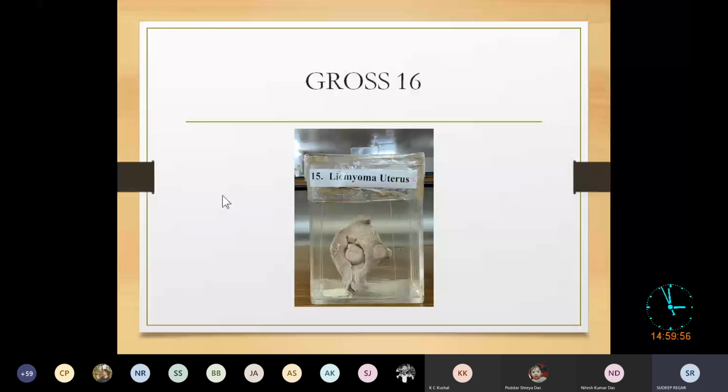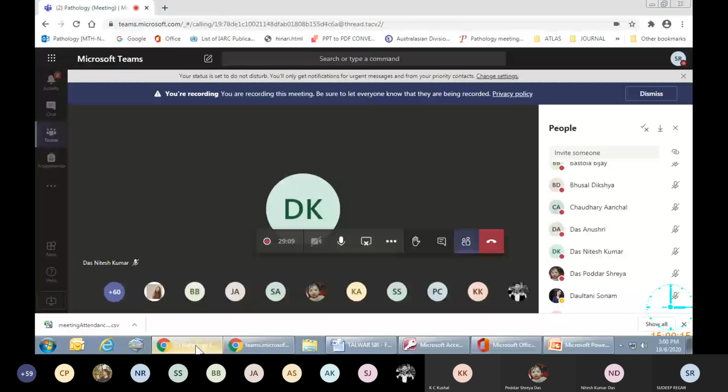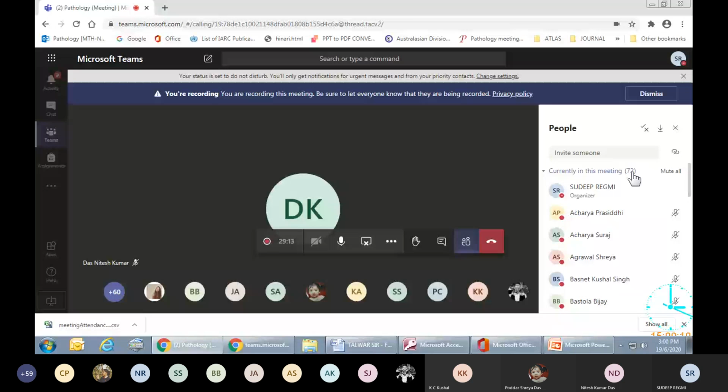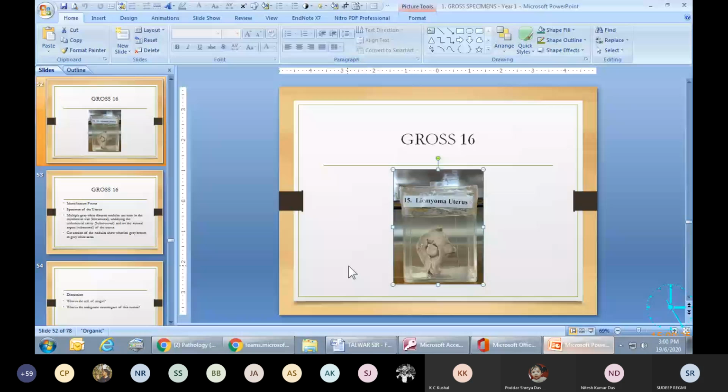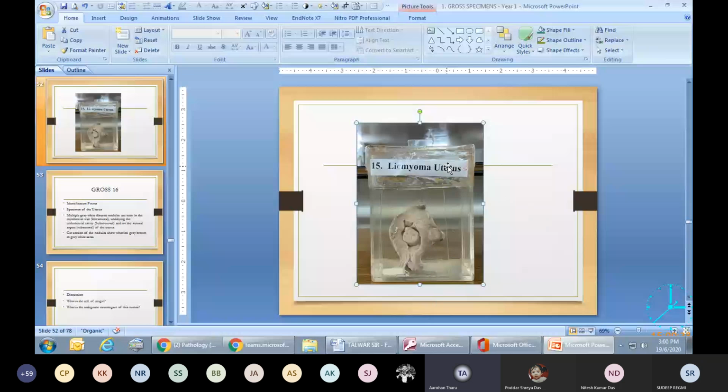So this is gross number 16. Anyone please describe this? Please describe this gross specimen. It is a benign counterpart of a smooth muscle neoplasm, in which there is a well circumscribed mass of smooth muscles which are proliferating. Okay.